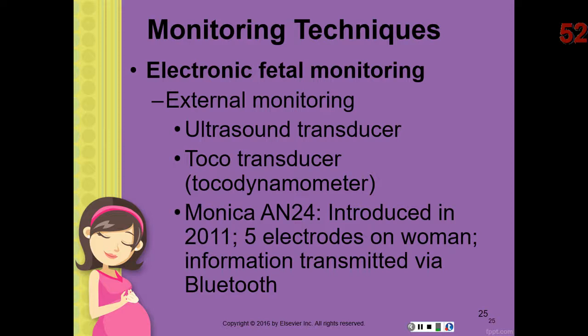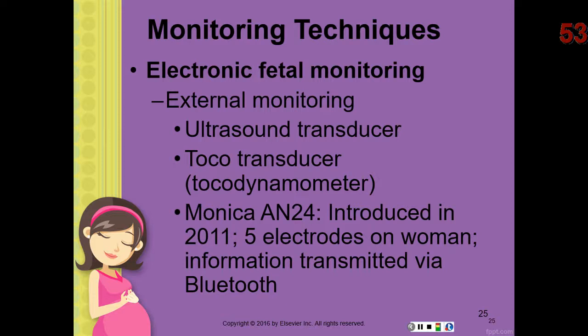External fetal monitoring is done with an ultrasound transducer, and that's for the baby's heart rate. If the baby is head down, it will be in one of the lower two quadrants of the abdomen. And then the TOCO transducer, which we'll see later, has a little button on it. That TOCO transducer sits right on the top of mom's fundus.